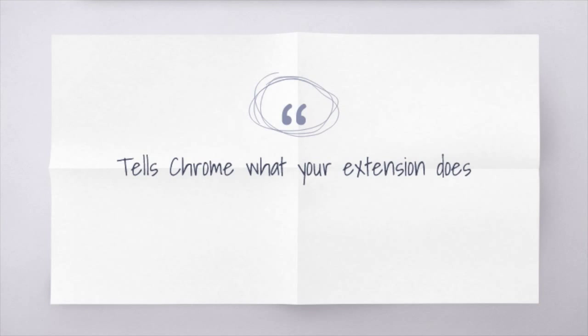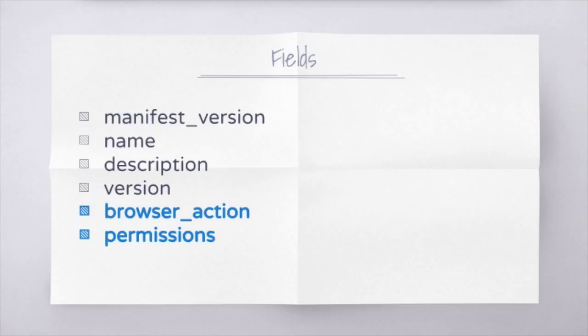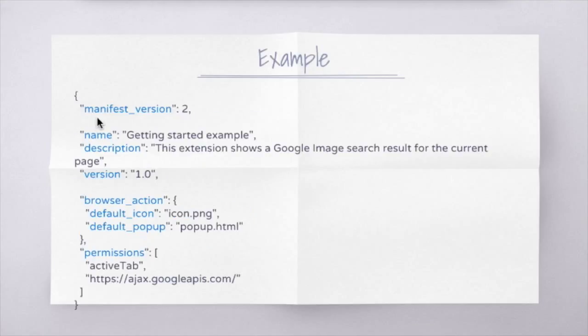So manifest.json tells Chrome what your extension does. And here are the fields: manifest_version, name, description, version, browser_action, and permissions. The last two are the more special, less typical ones. Manifest_version has to be 2, because if you put 1, Chrome will scream at you, since manifest version 1 is deprecated. Name is just the name of your app. Description is what you want it to show in the Chrome extension store. Version is the version number of your extension.